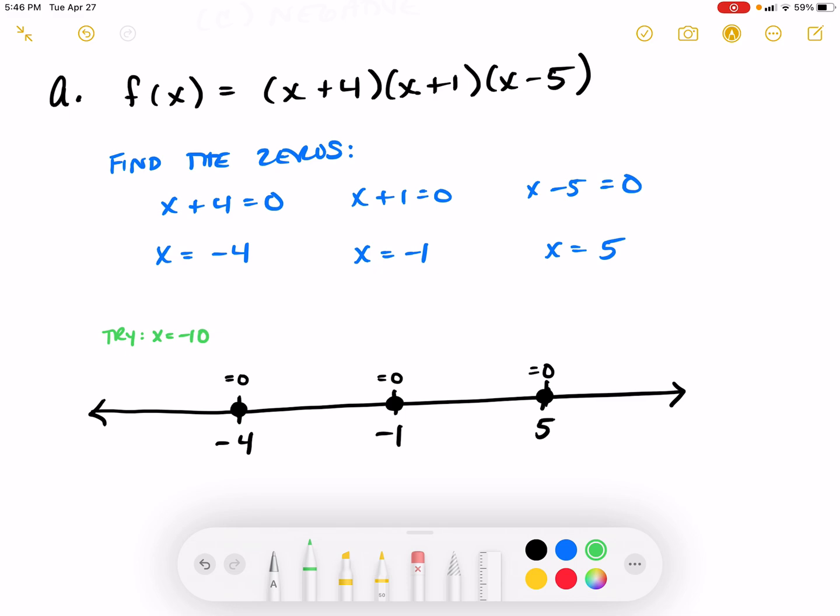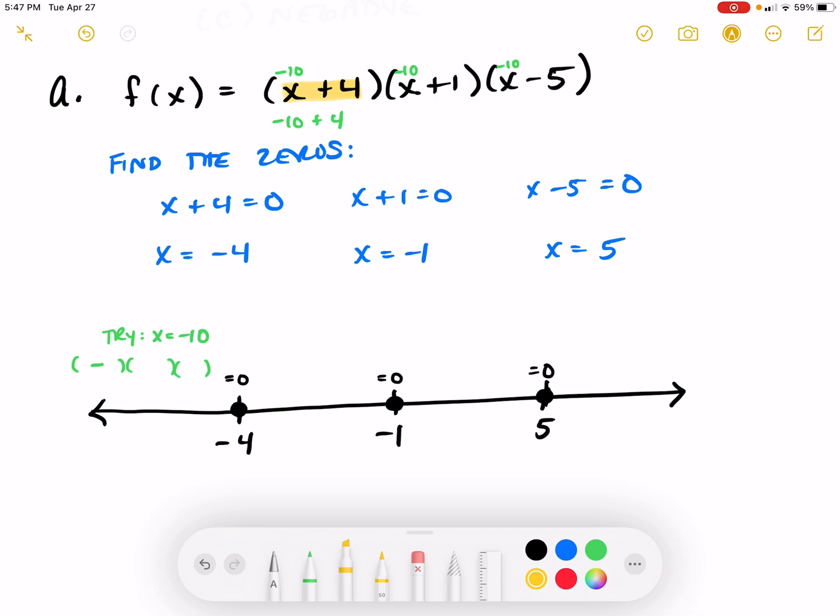I like to exaggerate it a little bit and go further out than the -4 because it makes it really clear if it's going to be positive or negative. And we're going to plug -10 into all the different factors. When I plug -10 into x plus 4, the result is negative. People, in my opinion, get too nitty-gritty with the arithmetic. The whole point is to figure out if the interval is positive or negative. All I need to know about this first factor is that when I plug in -10, the result is going to be negative.